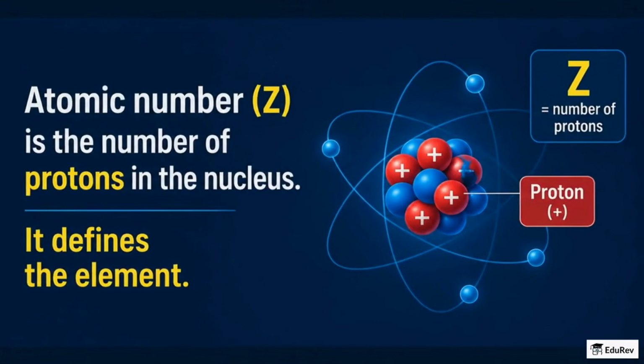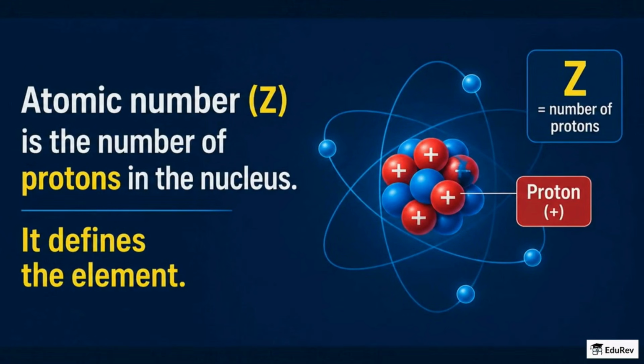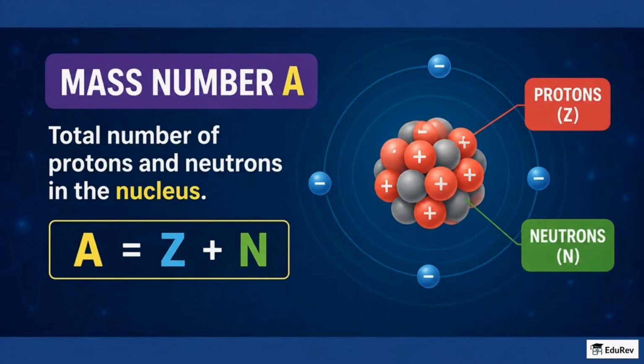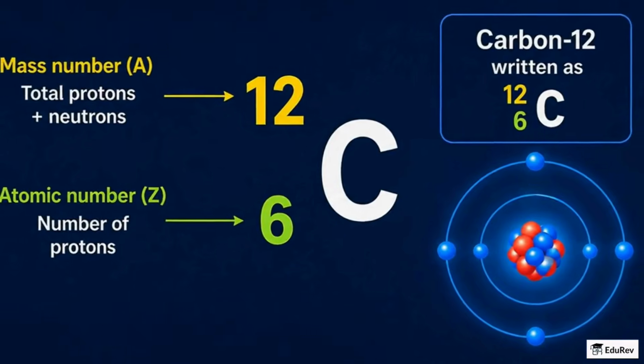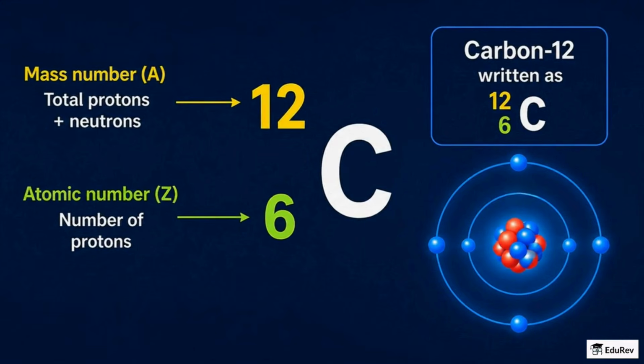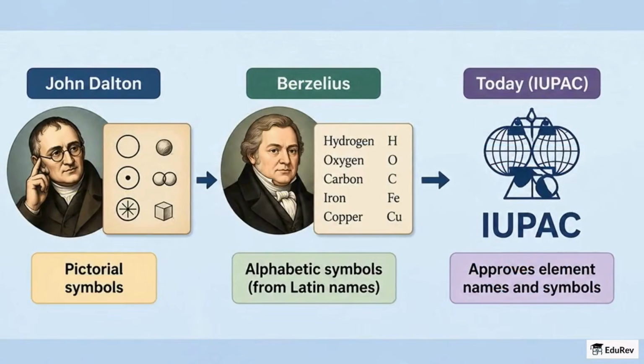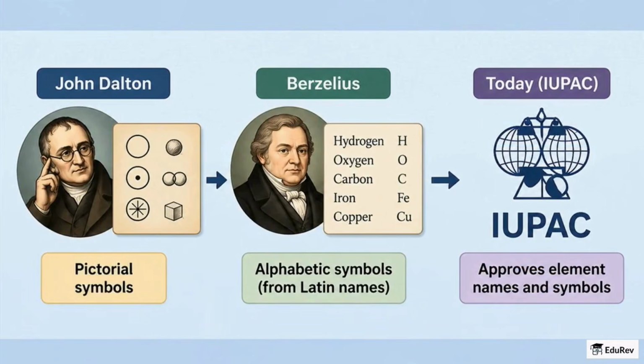Atomic number, symbol Z, is the number of protons in the nucleus, and it defines the element. Mass number, symbol A, is the total number of protons and neutrons in the nucleus. So A equals Z plus number of neutrons. Standard notation writes mass number top left and atomic number bottom left of the element symbol. For example, carbon-12 is written with mass number 12 and atomic number 6 before C.